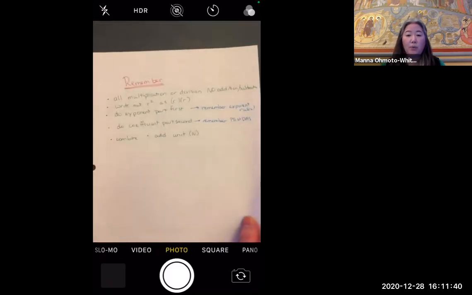The things to remember with Coulomb's law calculations: it's all multiplication and division. There's no addition and subtraction. Write out your r squared term as r times r. Do the exponent part first, and remember your exponent rules. If things are multiplied by each other, you add the exponents. If they're divided, you subtract the exponents. Then do the coefficient part second. Remember your PEMDAS rules: if you have 3 times 3 times 3, divided by 4, and there's also another 4, you have to either divide again by 4 or divide by the quantity 4 times 4. Then you combine these two parts and add the units of newtons.